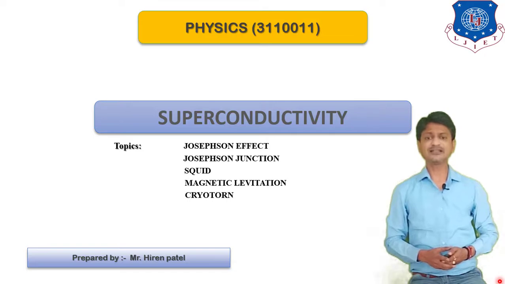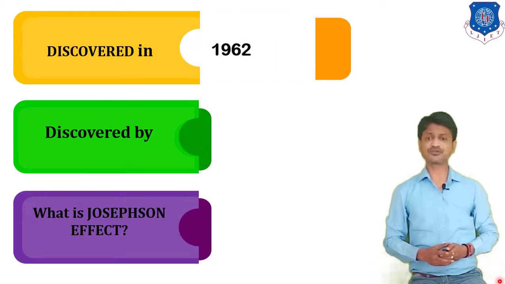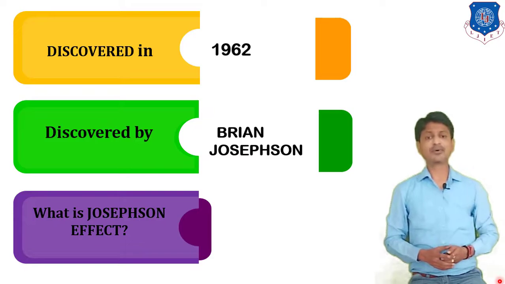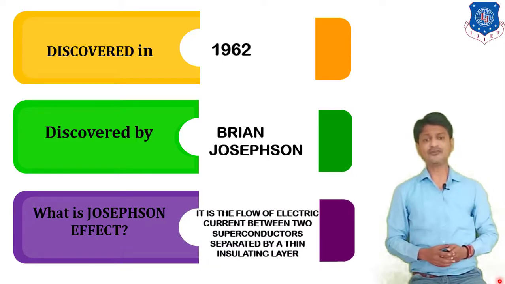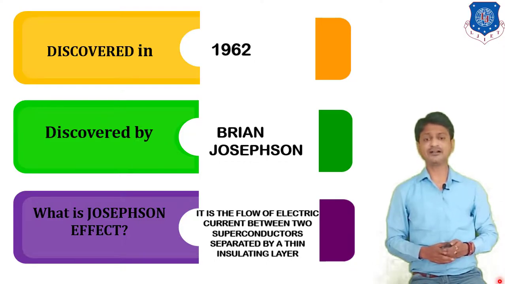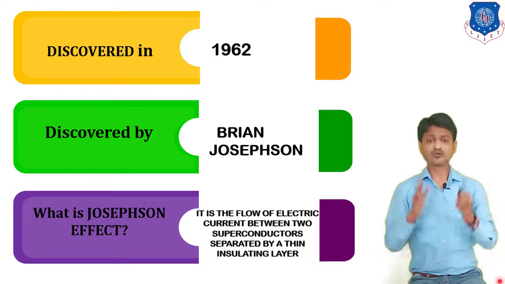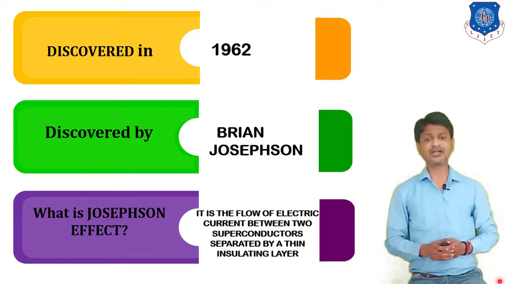So, let's start with Josephson effect. It was discovered in 1962 by Brian Josephson. So, what is Josephson effect? It is the flow of electric current between two superconductors separated by a thin insulating layer. So, here in Josephson effect, two superconductors are separated by a thin insulating layer.